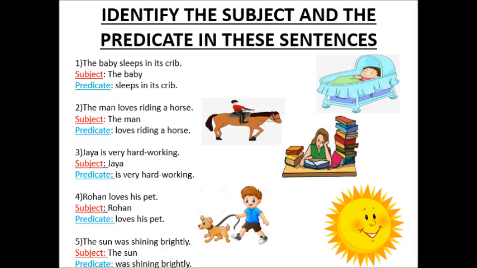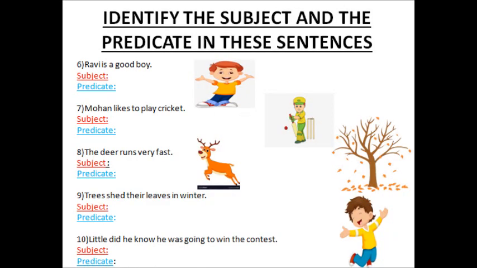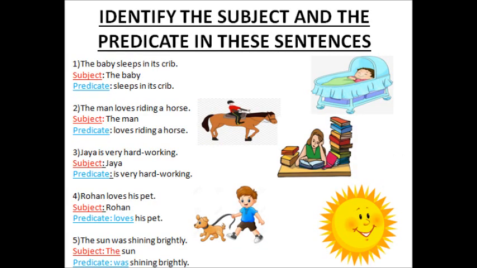Now let's see the first exercise on page number 7, exercise A. Identify the subject and the predicate in these sentences. Children, this is a very important exercise, okay? As you can see, I have done 5 for you all, and the next 5 you have to do on your own. Alright? Let's discuss this exercise. The baby sleeps in its crib. So the subject is the baby. The predicate is sleeps in its crib.